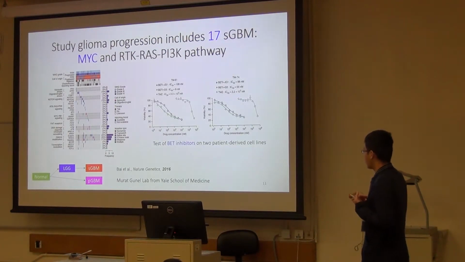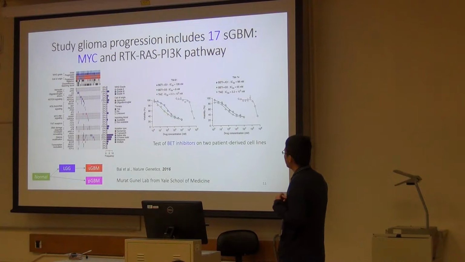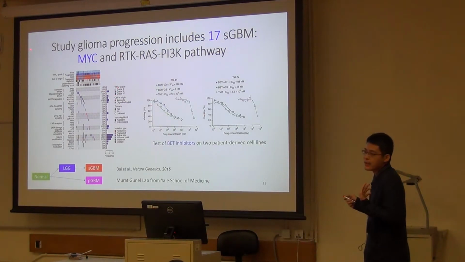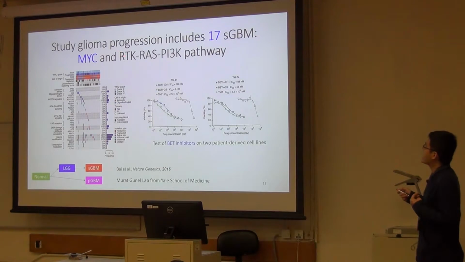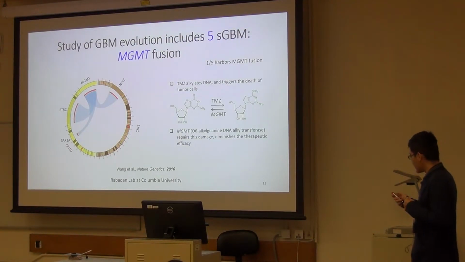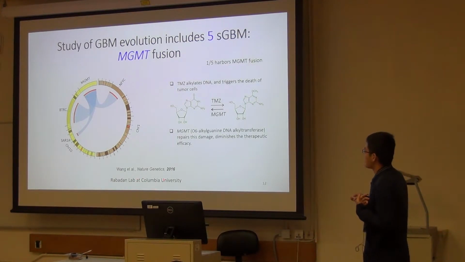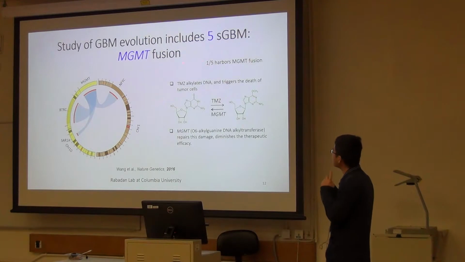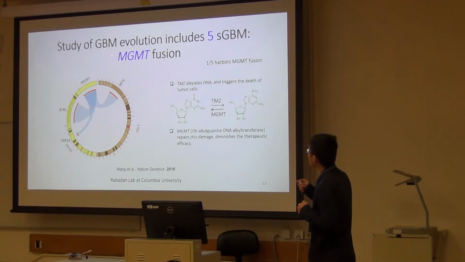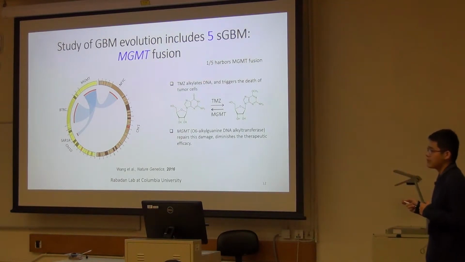The third one came from the year 2016. Again, they have different hypotheses. They think the MYC pathway and the RTK, RAS-PI3 kinase pathway are very important, from the study of 17 patients. Another study came from my previous group at Columbia University, when I was doing my postdoc, published in Nature Genetics in 2016. We found one gene fusion in the SGBM patient, involving the gene MGMT. At that time, we thought it was because of the fusion of MGMT.